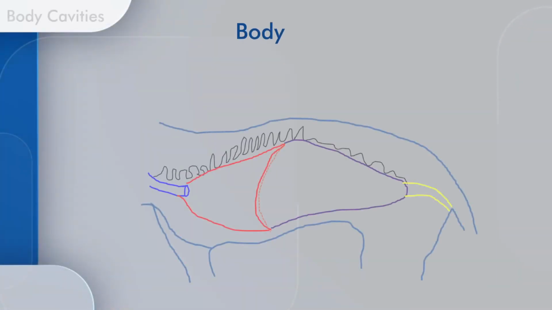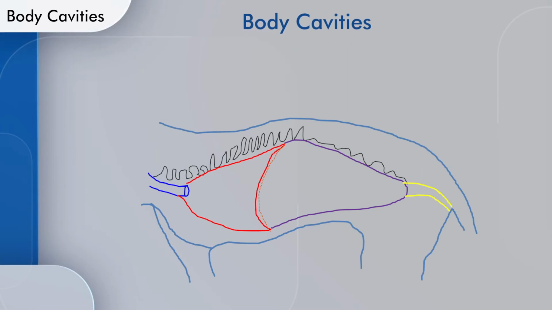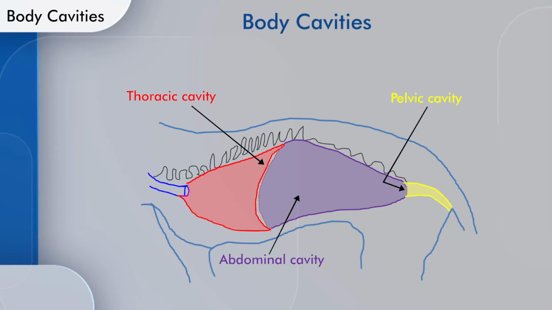Let us now learn about body cavities. Body cavities are part of the trunk which can be divided into three parts: thoracic, abdominal, pelvic. Thoracic and abdominal cavities are separated by the diaphragm, while the abdominal cavity is in continuation with the pelvic cavity.